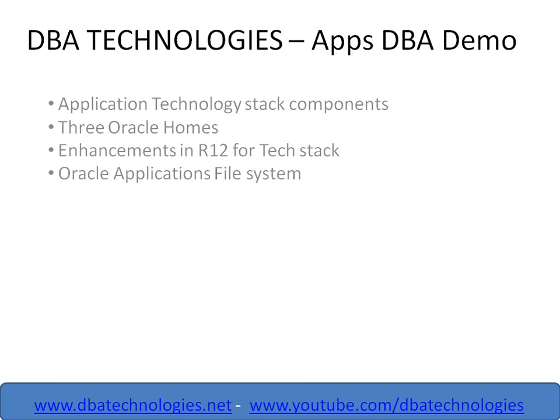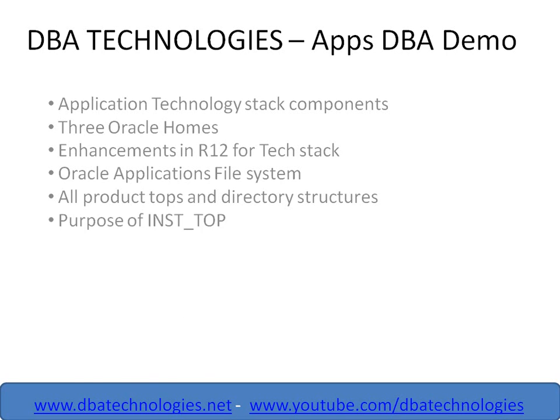And then we'll be moving on to the application file system layout and all that, the important files and everything, all product ops and directory structures. There are common products, there are individual products, and the relationship, how these are maintained, and what kind of tools we need to use in order to manage that. And one interesting new top has been introduced in R12, which is instance top, and we're going to talk about the purpose of it and what it is going to provide just by adding one more top apart from all the existing tops and the changes.